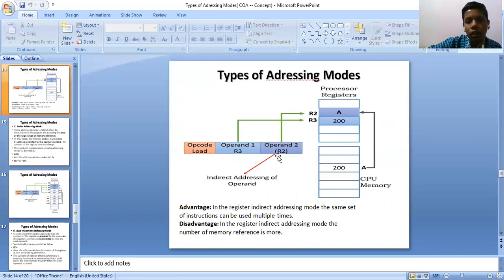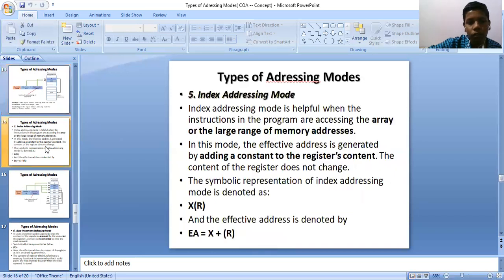And in the given picture, we can see the indirect addressing of the operand. Operand 1, R3, is stored in a processor register, and operand 2, R2, is stored in a processor register and CPU memory, and the value of the CPU memory is transferred to the processor register. The advantage is that in the register indirect addressing mode, the same set of instructions can be used multiple times. And the disadvantage is that in the register indirect addressing mode, the number of memory references is more.